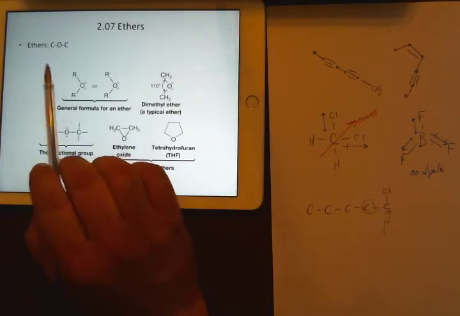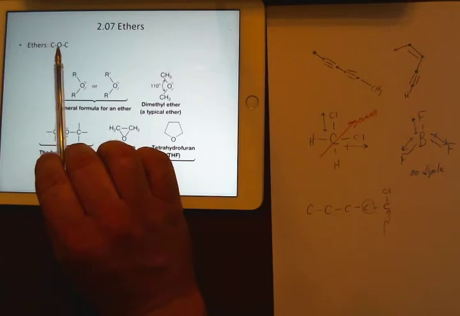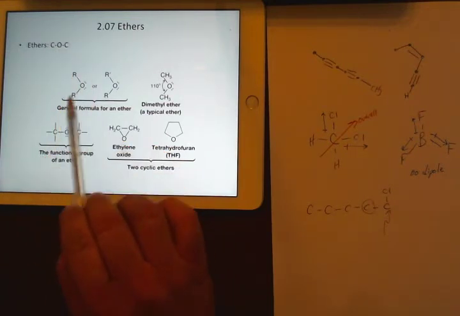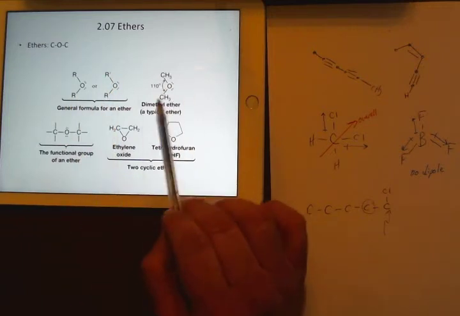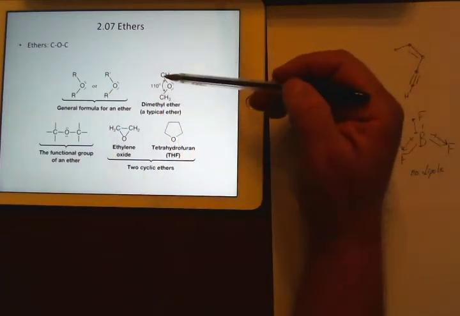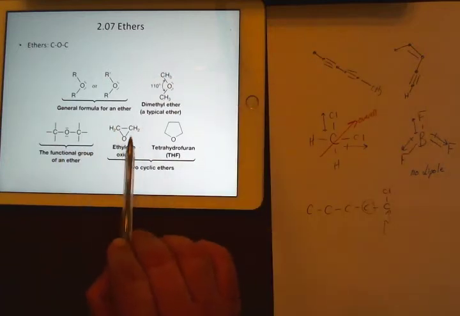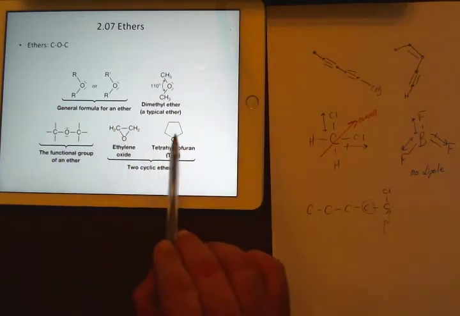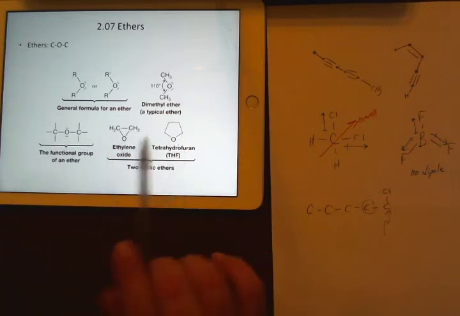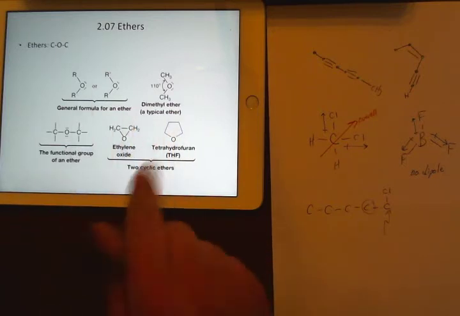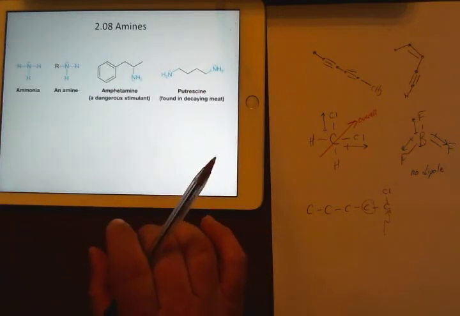Okay, ethers. So instead of being a carbon with OH, it's a carbon, oxygen, another carbon. They have this general structure. So this is the simplest, dimethyl ether. So there's a carbon, O, carbon. You can even have them in a ring. So like this, carbon, oxygen, carbon, no problem. This actually has a special name called an epoxide, but we'll talk about that later. Then tetrahydrofuran, or THF. This is a common solvent. It's a nice solvent.